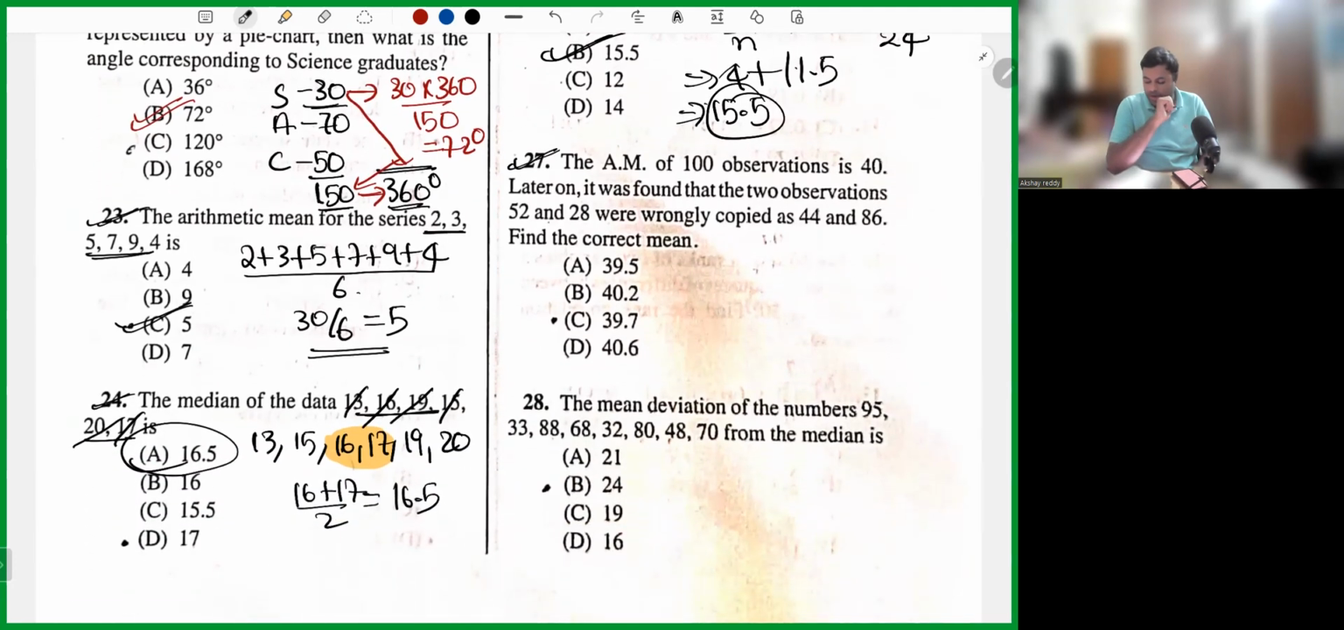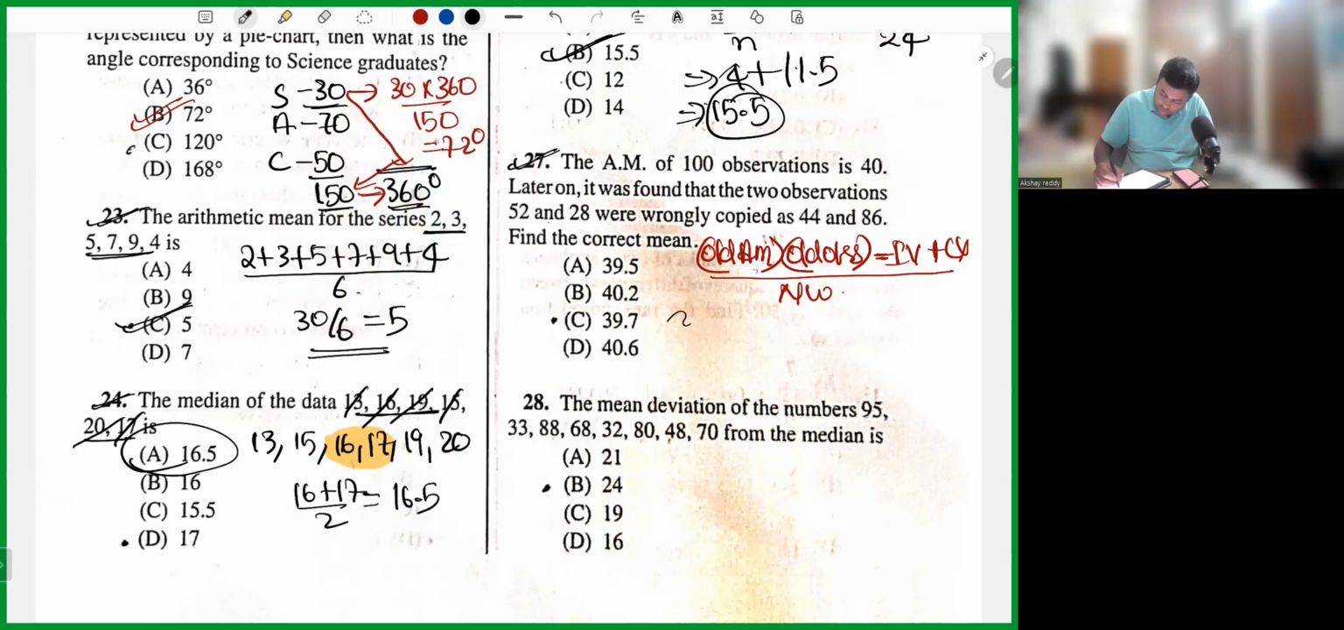Next, question number 27. The arithmetic mean of 100 observations is 40. Later on, it was found that 2 observations, 52 and 28, are wrongly copied as 44 and 36. So this is corrected arithmetic mean sum. I hope you know the formula. Old arithmetic mean into old observations minus incorrect value plus correct value whole divided by new observations. Since there is no change in the observations, here old and new are same.